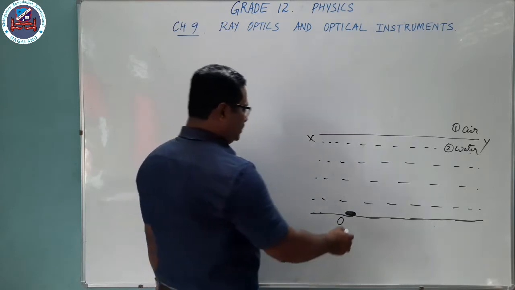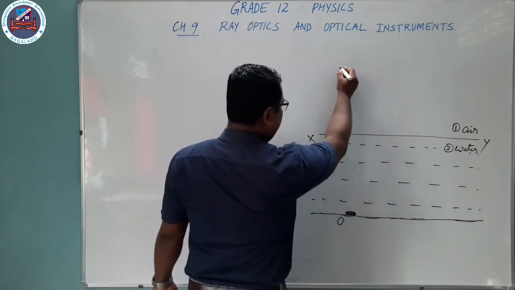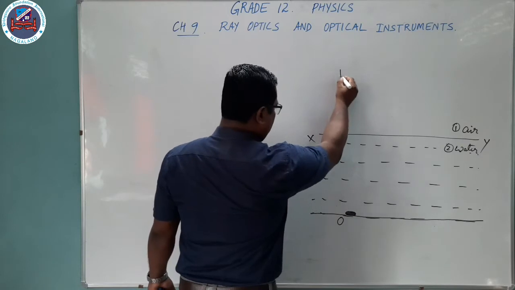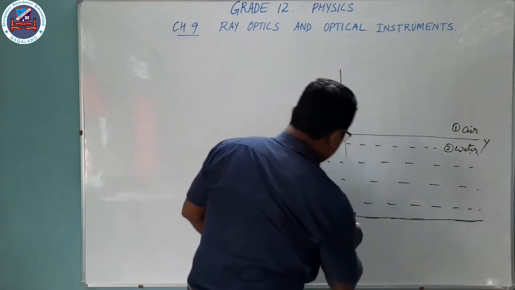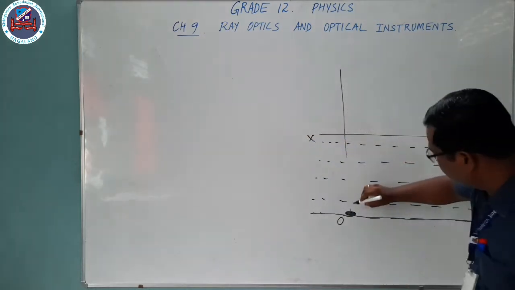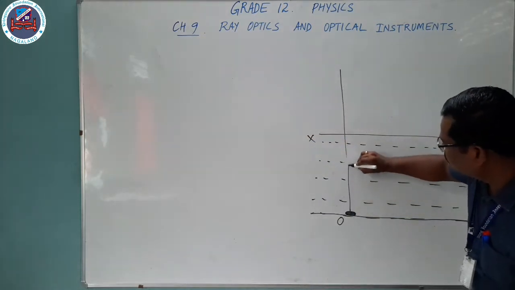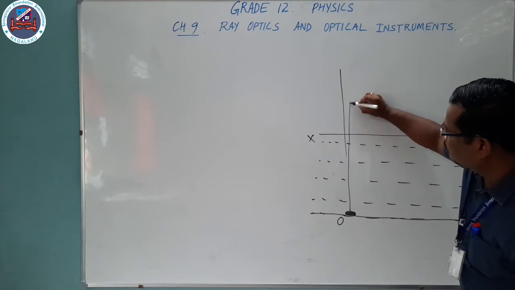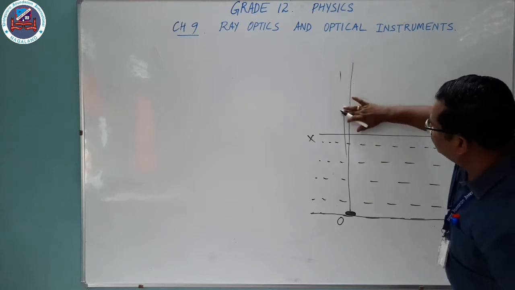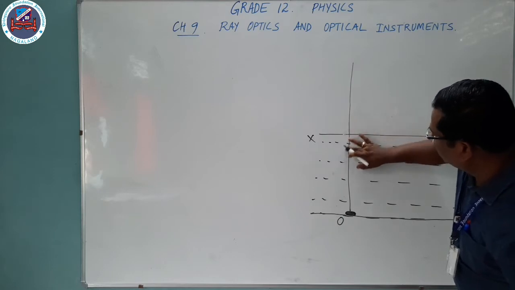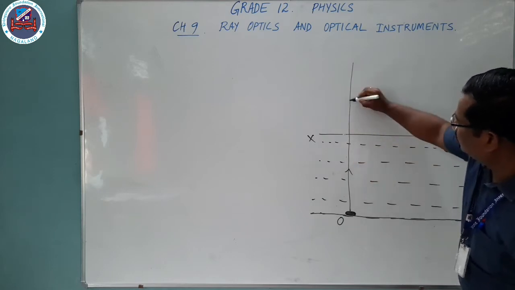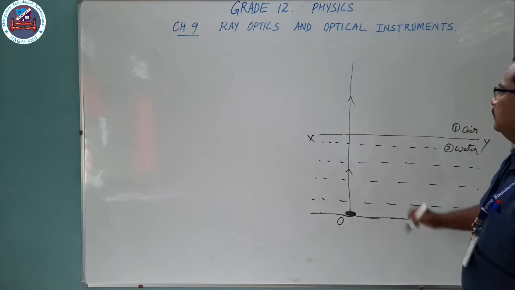How light travels, let us see. When light travels from the coin, normally like this, on the surface XY, it will go undeviated. Perpendicularly it will go undeviated, it will go straight.